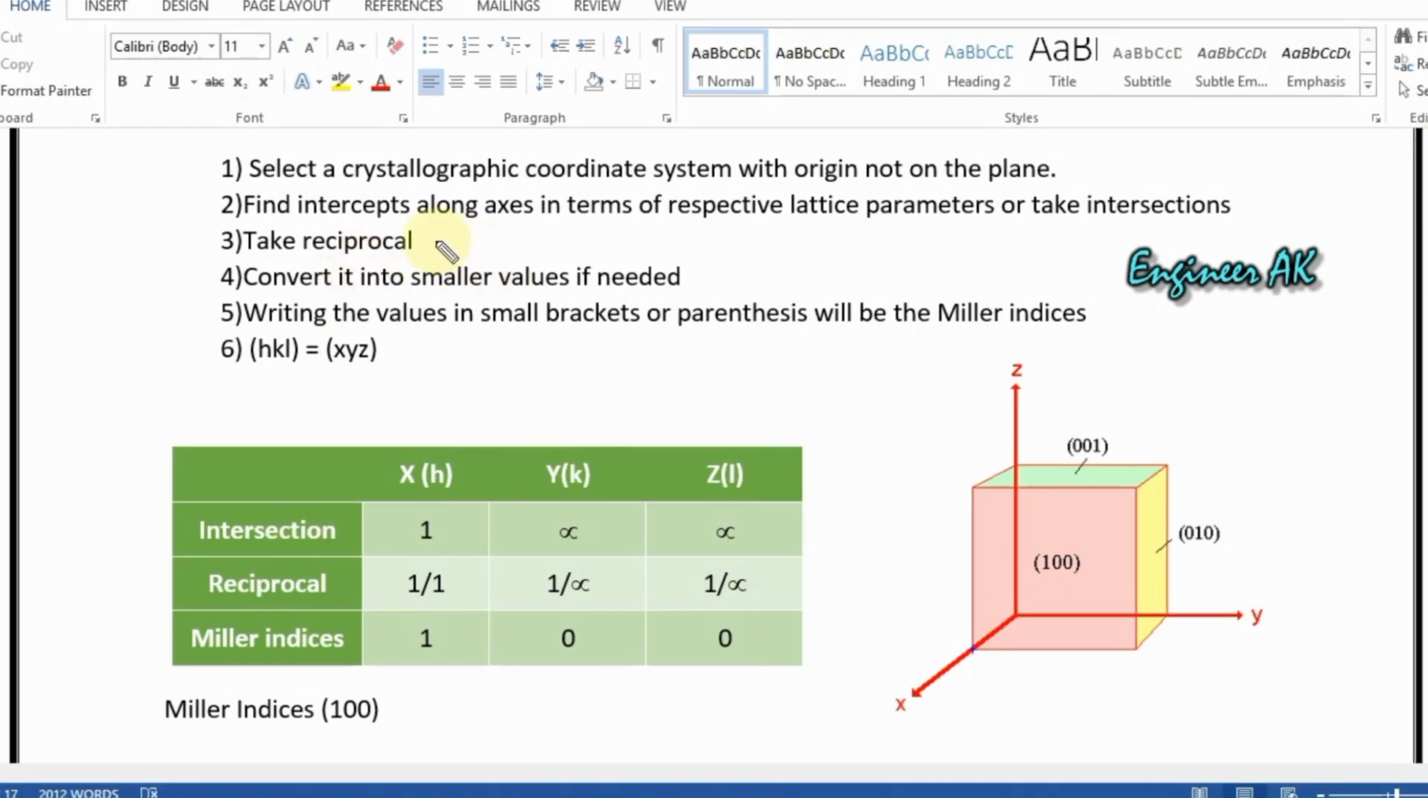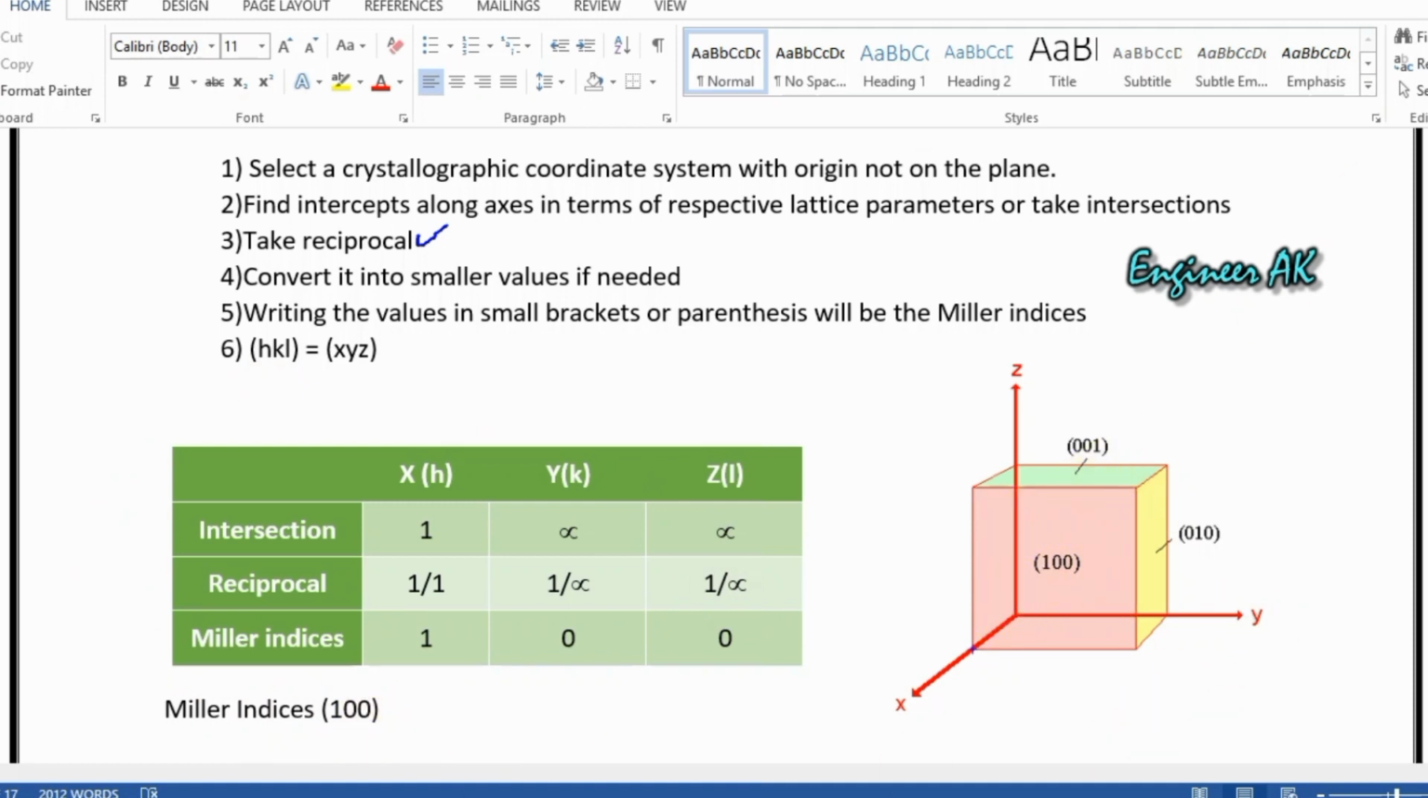The second step that I have mentioned here was to take the reciprocal, right? So here I have taken the reciprocal: 1 over 1, 1 over infinity, and 1 over infinity. So 1 over 1 gives 1, 1 over infinity gives 0, and 1 over infinity gives 0, right? So the Miller indices of this red plane is 1 0 0.